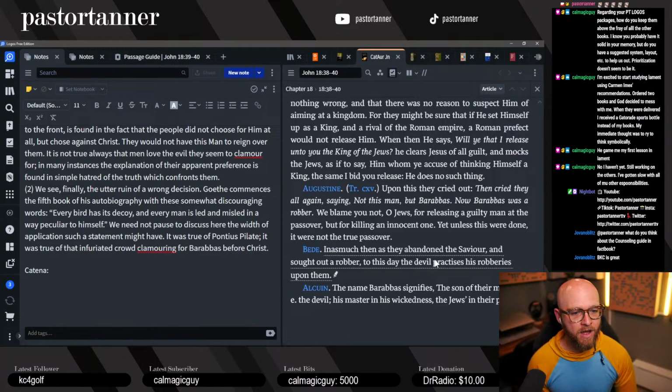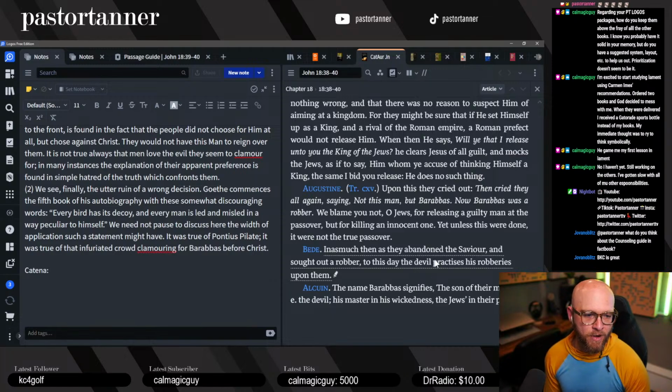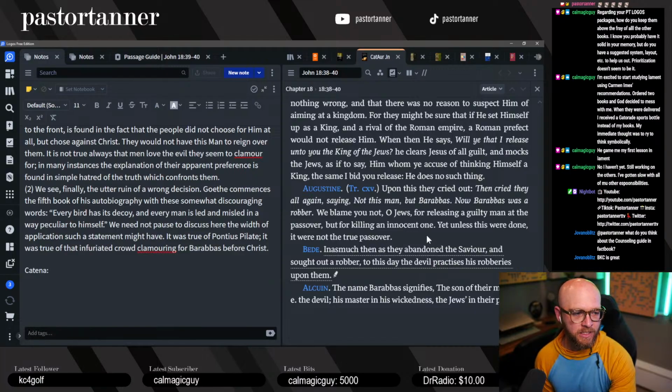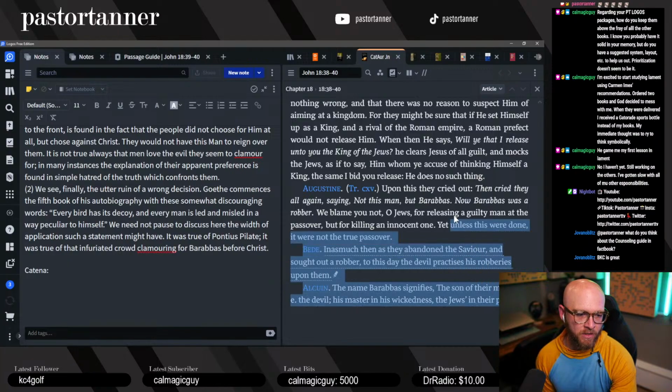Upon this they cry out and said, not this man, but Barabbas. We blame you not, O Jews, for releasing a guilty man at the Passover, but for killing an innocent one. Yet unless this were done, it were not the true Passover. Beatty: inasmuch as they abandoned the Savior and sought out a robber, to this day the devil practices his robberies upon them. And then Alcuin: the name Barabbas signifies the son of their master, i.e. the devil, his master in his wickedness, the Jews in their perfidy.